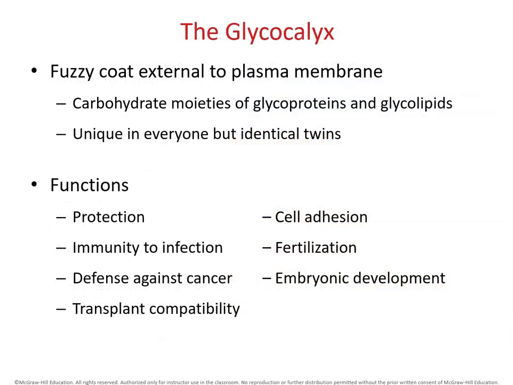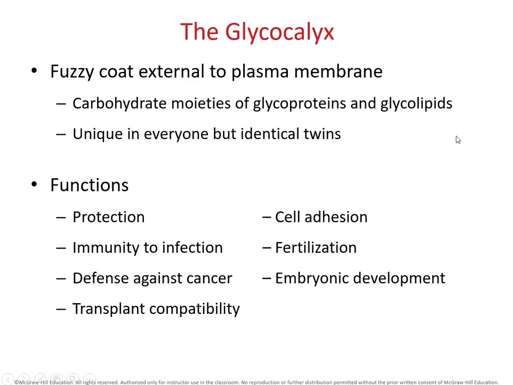The glycocalyx is a coating that you find on the outside of the plasma membrane. So it's on the outside of that cell membrane there. It's made up of carbohydrates and also some glycoproteins, which means carbohydrates and proteins put together, and also some glycolipids. So here we're looking at carbohydrates and lipids put together.